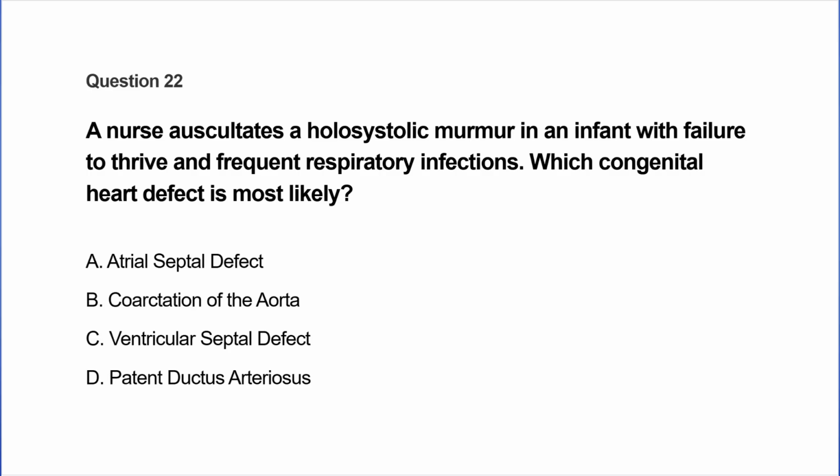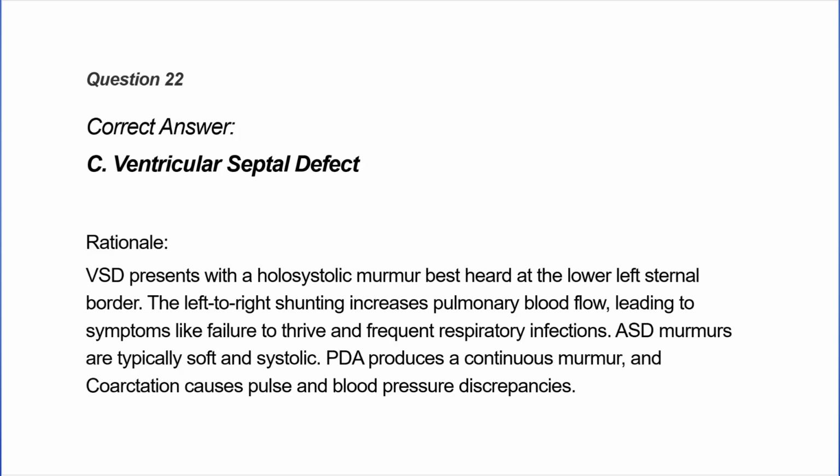Question 22. A nurse auscultates a holosystolic murmur in an infant with failure to thrive and frequent respiratory infections. Which congenital heart defect is most likely? A. Atrial septal defect. B. Coarctation of the aorta. C. Ventricular septal defect. D. Patent ductus arteriosus. Answer: C.